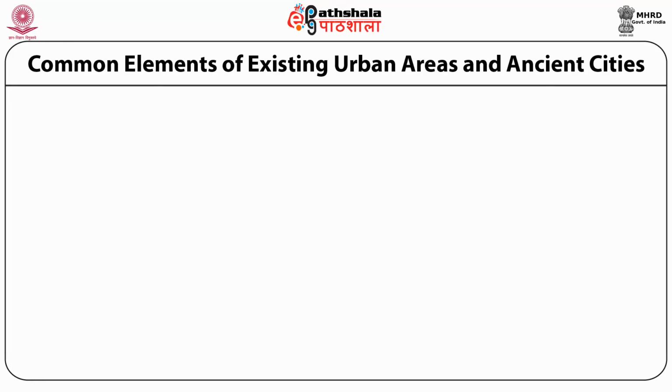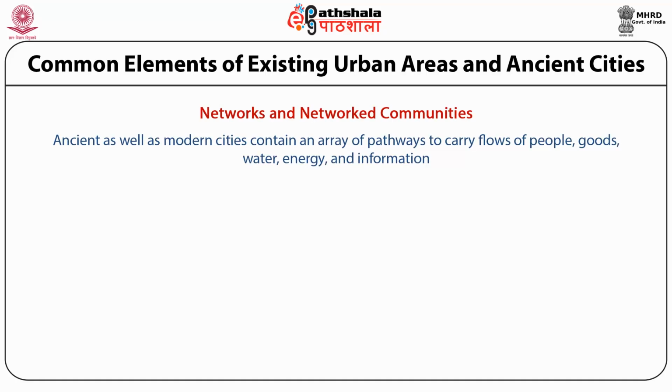However, the existing urban areas share some common elements of urban form with the ancient and medieval cities. These are: number one, networks and networked communities. Ancient as well as modern cities contain an array of pathways to carry flows of people, goods, water, energy, and information. Transportation networks are the largest and most visible of these.